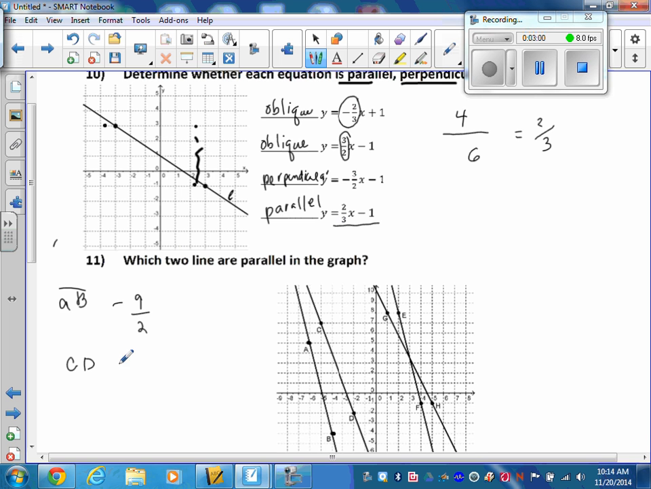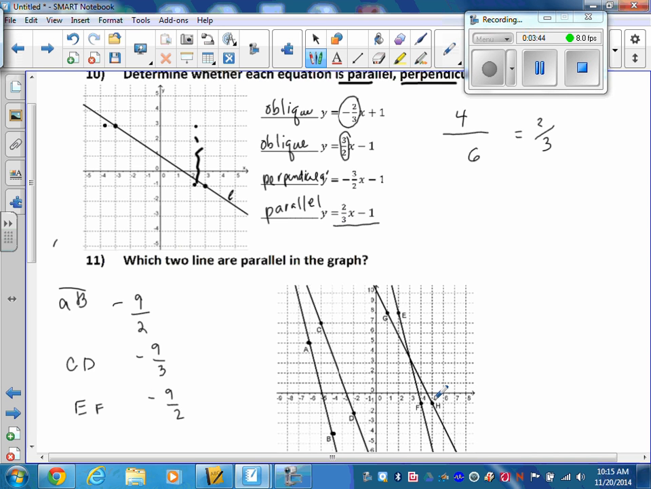CD is going to have a slope of 1, 2, 3, 4, 5, 6, 7, 8, 9, 1, 2, 3. So it's going to be -9/3. And I'm really just counting the blocks from one point to the next. So now I'm looking at line EF, and line EF has a slope of 1, 2, 3, 4, 5, 6, 7, 8, 9, 1, 2. So it's -9/2.